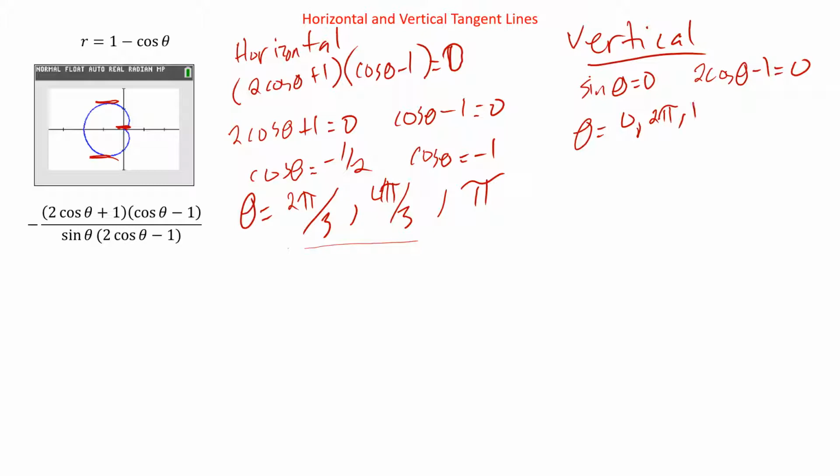And pi, actually. It'll equal 0 pi as well. And here, we need cosine of theta to equal positive 1/2, as opposed to the negative 1/2. The positive 1/2 will give us theta equal to pi over 3 and 5 pi over 3.